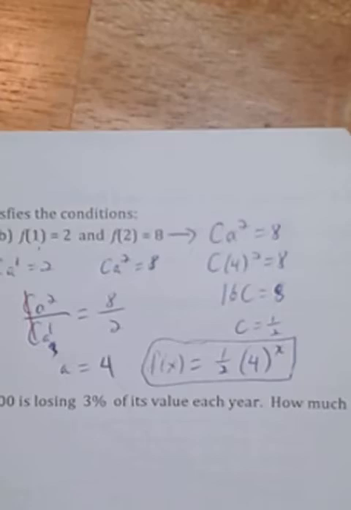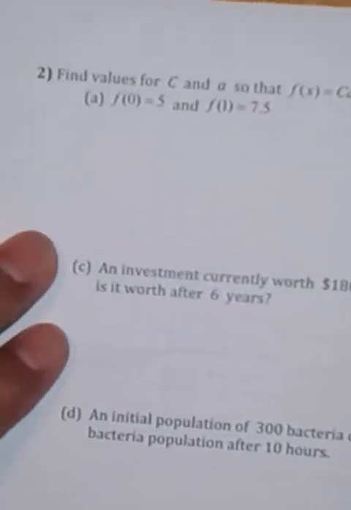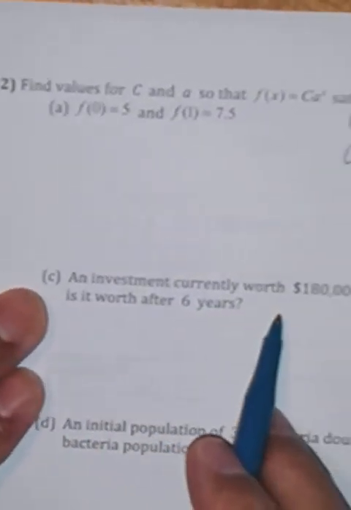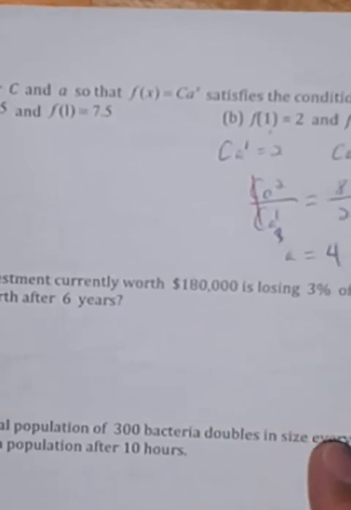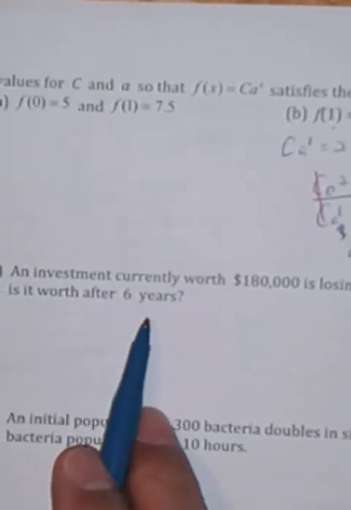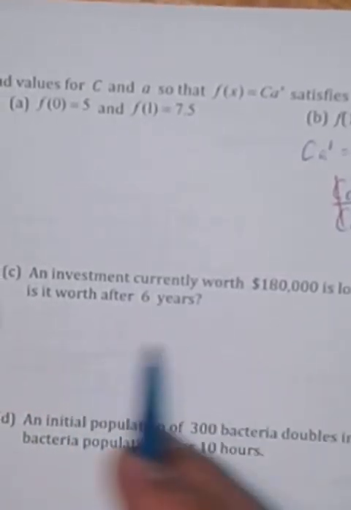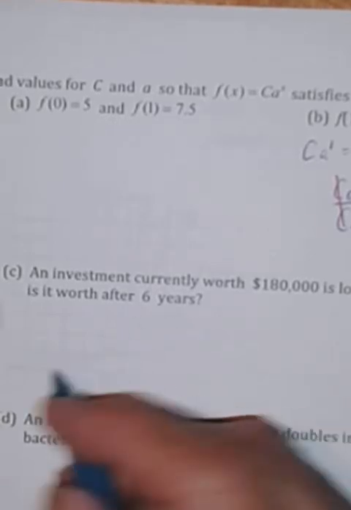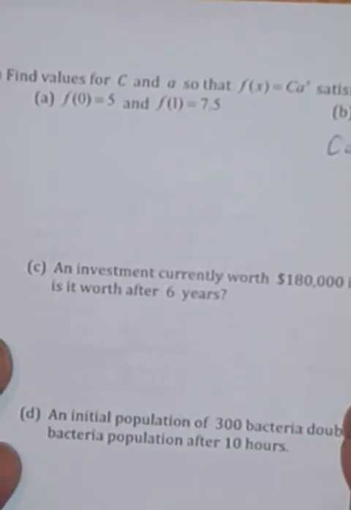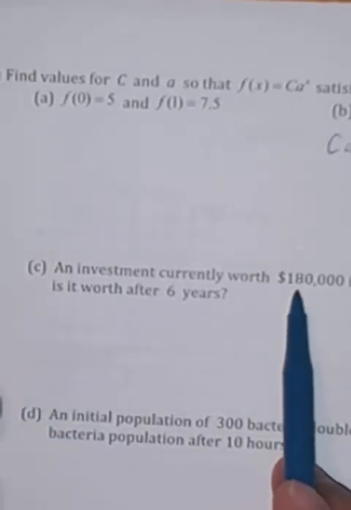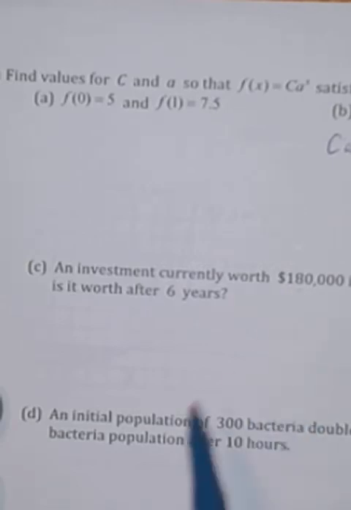All right. Let's try letter C here. An investment currently worth $180,000 is losing 3% of its value each year. How much is it worth after 6 years? All right, so we'll start it off and then I'll let you finish the last part. So how do we find the value of something that's losing 3% a year? Notice after 1 year, losing 3% means keeping 97%.